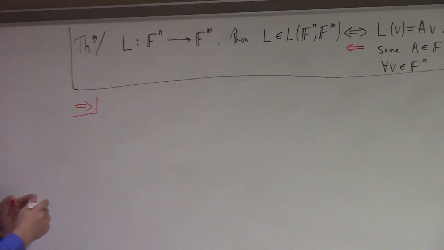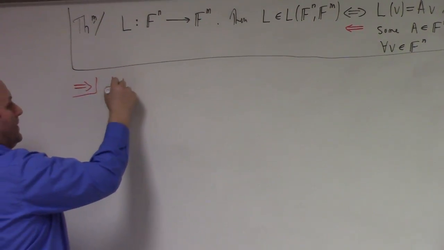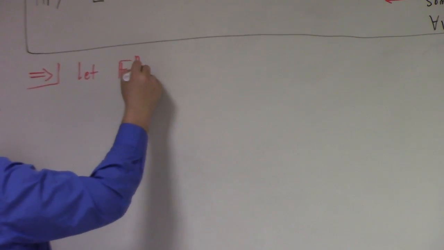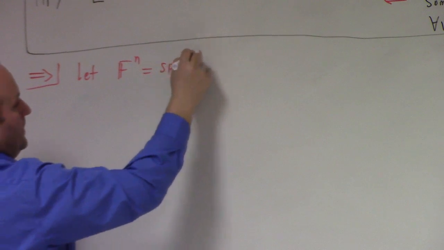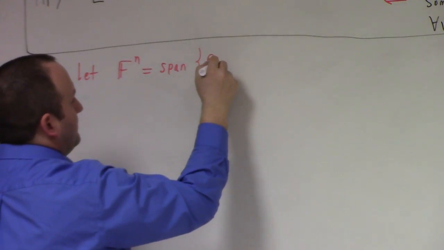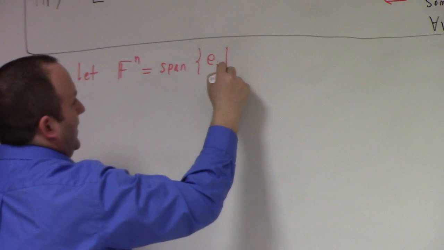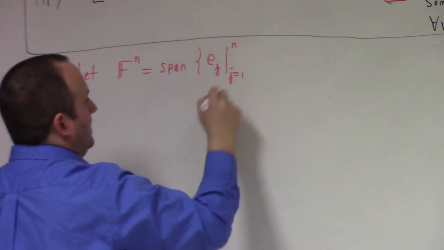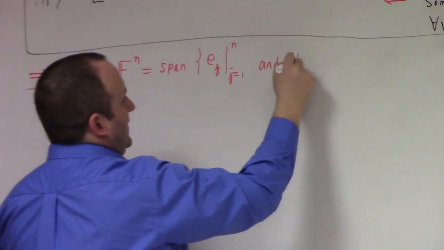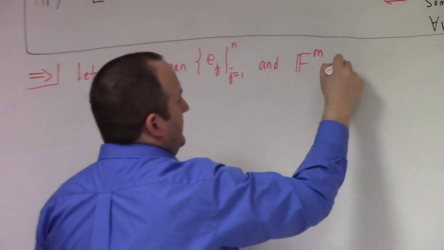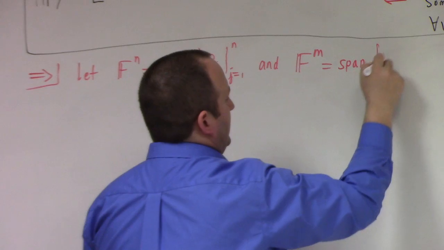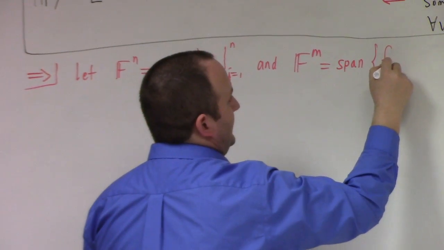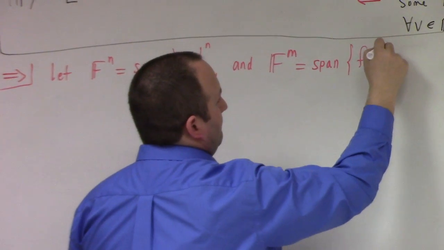So I needed some notation. Let's let Fn be the span of, let's say, ej, j equals 1 to n. And let's let Fm equal the span of fi, i equals 1 to m.